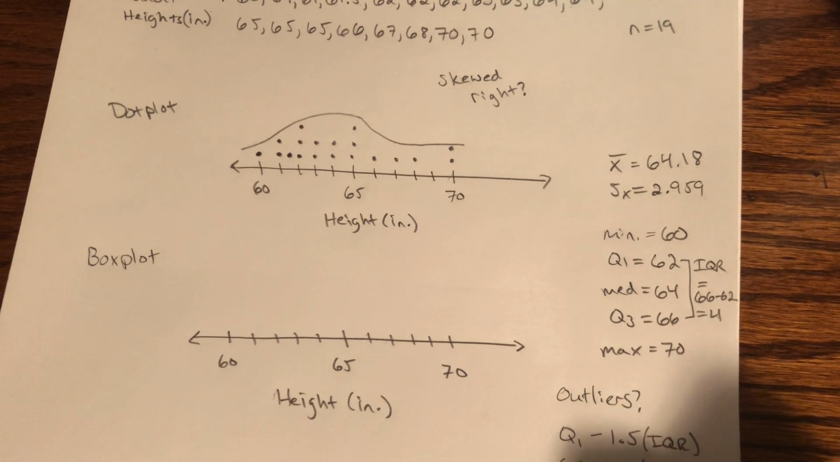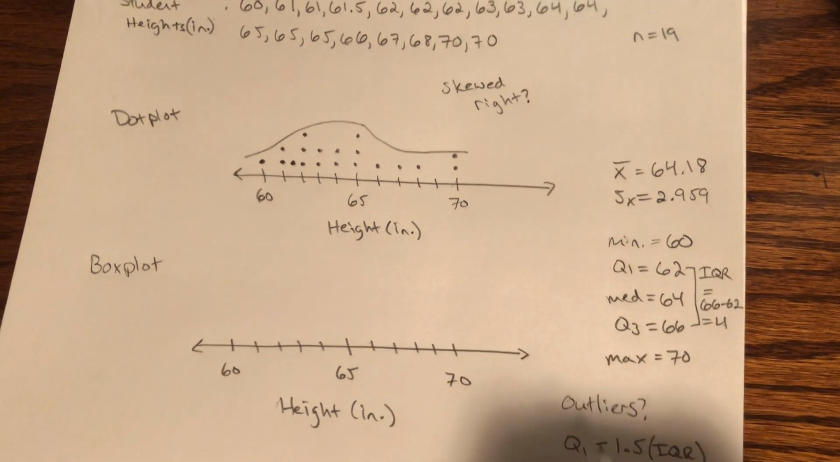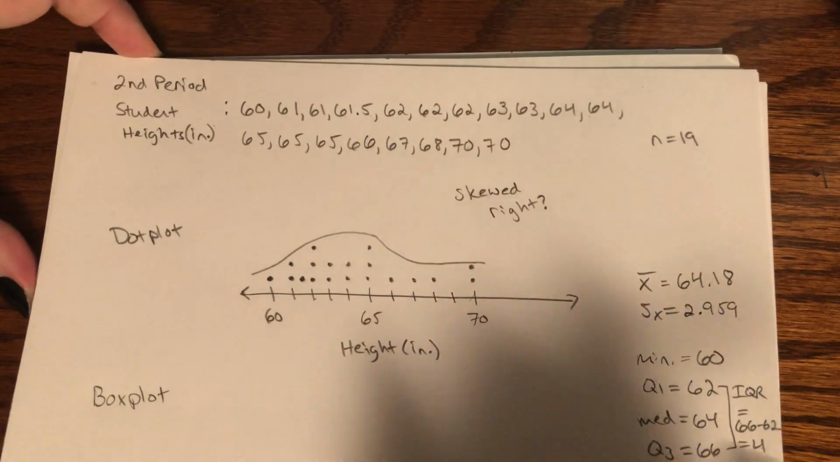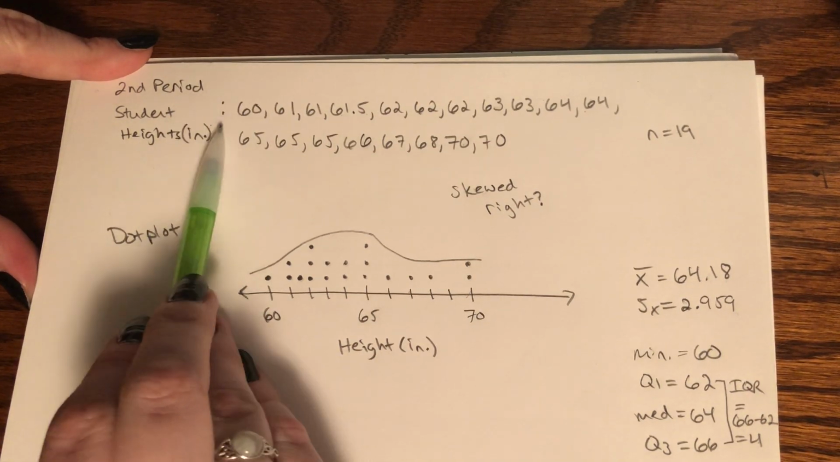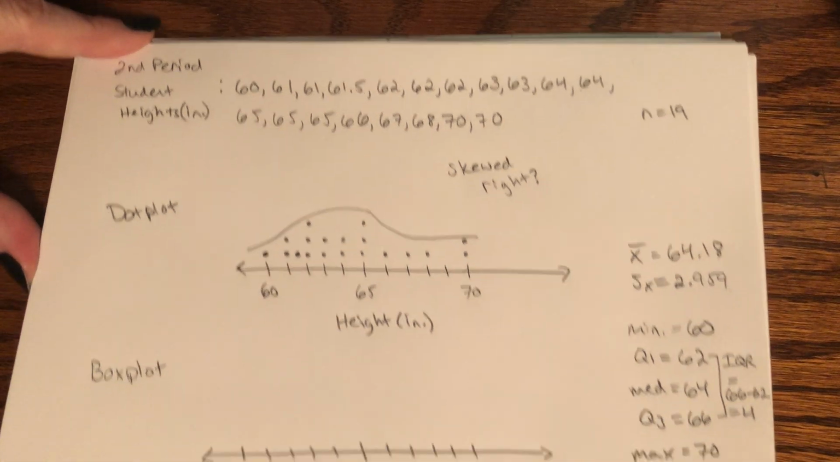Once you complete that subtraction, you have 56, and none of my students identified having a height of less than 56, so I don't have any outliers on the low end of this.